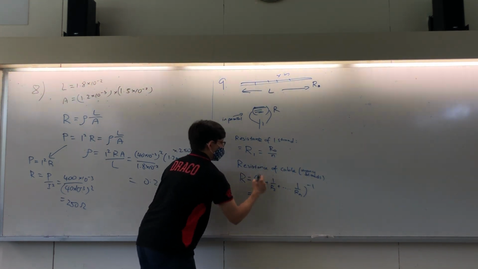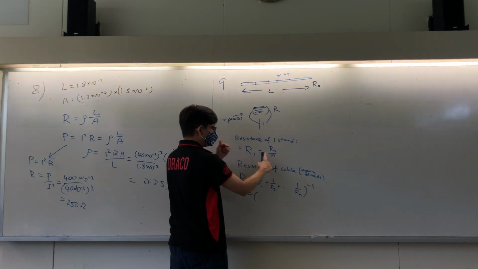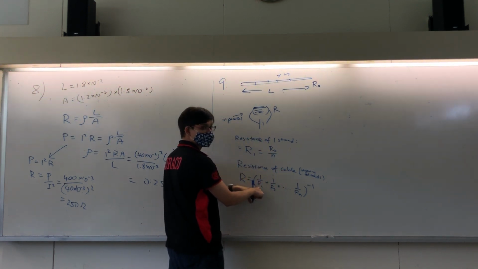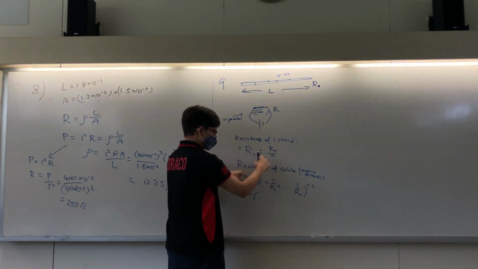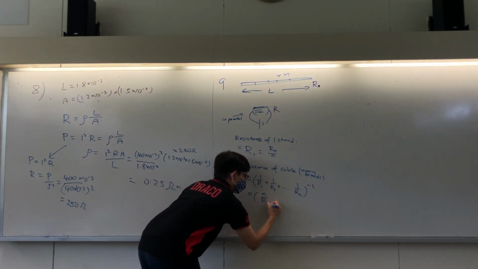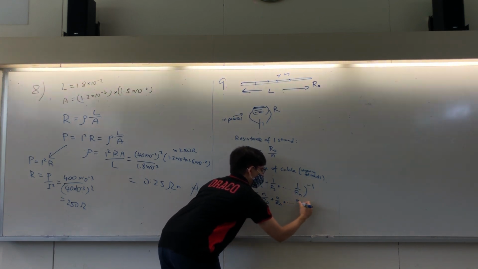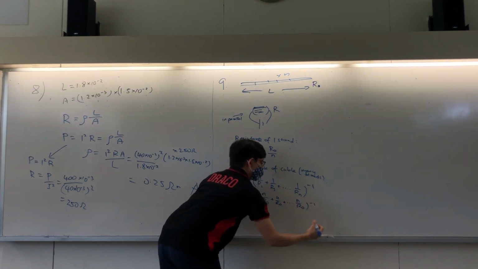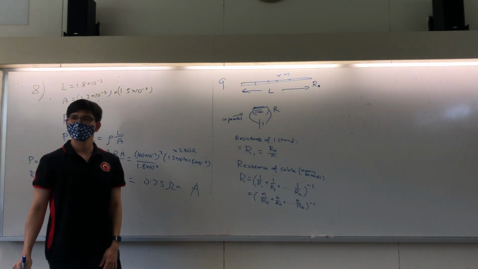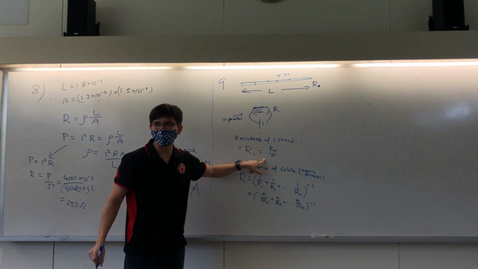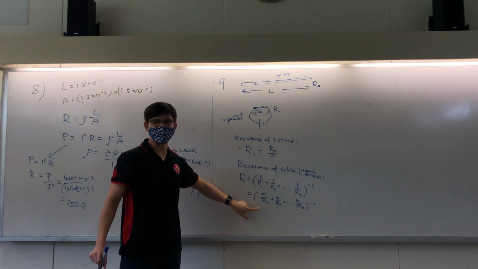So this one, because it's R naught over n, I cannot just invert; I need to invert this first. So it's actually n over R naught. n over R naught plus n over R naught plus dot dot dot n over R naught, inverse. Because this is 1 over R1, and R1 is R naught over n, so the inverse of it is n over R naught.